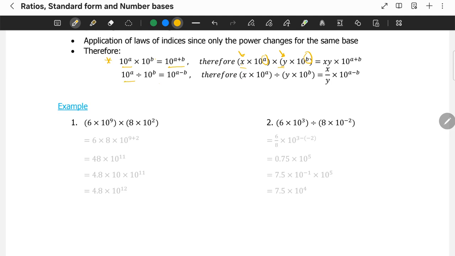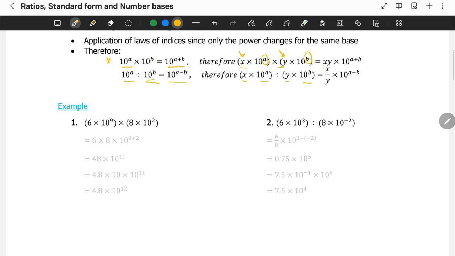So that's the same rules for division as well. 10 to the power a divided by 10 to the power b, you subtract the powers, a minus b. So the power of the numerator minus the power of the denominator. Therefore, if you have x times 10 to the power a divided by y times 10 to the power b, you still do the computation of x divided by y, times 10 to the power a minus b.